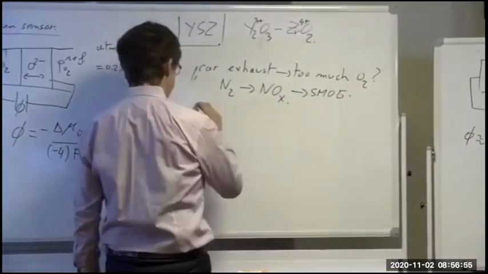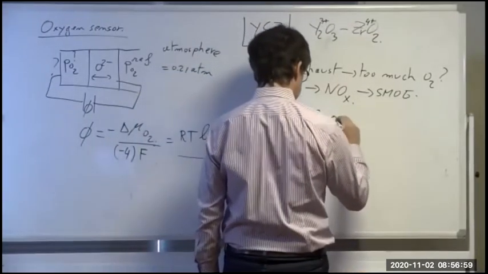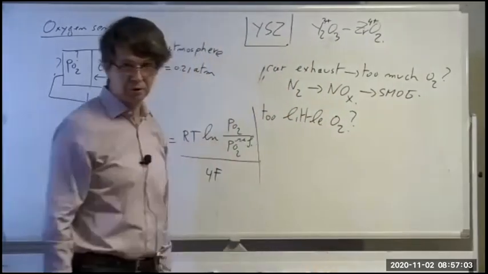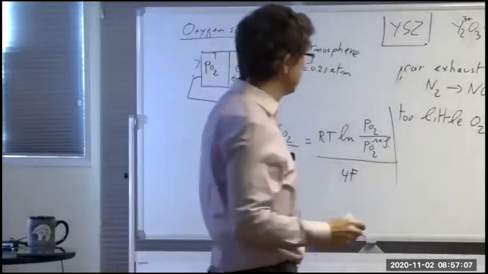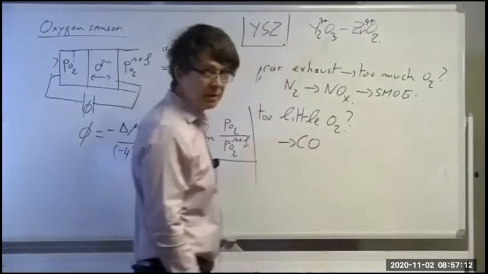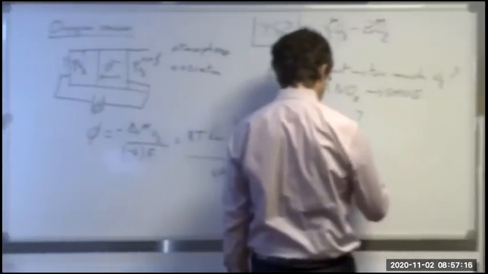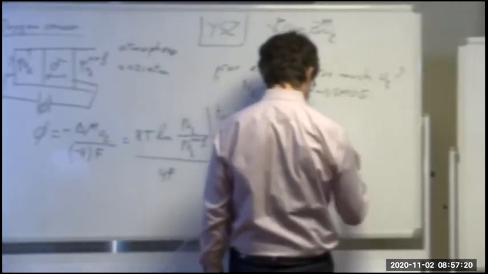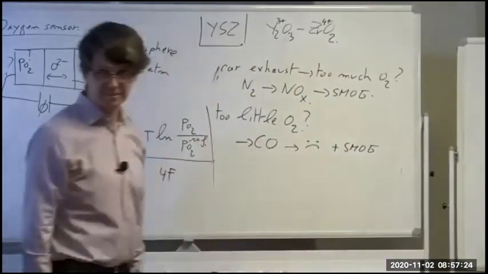What happens if you have too little oxygen? What do you make then? Then you make CO, right? So if you have too little oxygen, then you make carbon monoxide because you have incomplete combustion. And this kills you, but it also makes smog. It's just other smog. Okay?